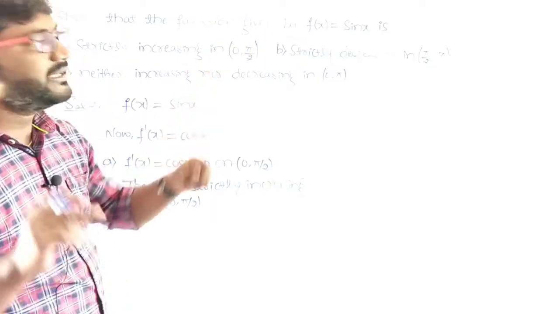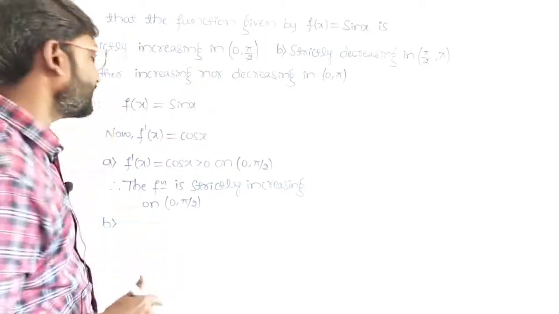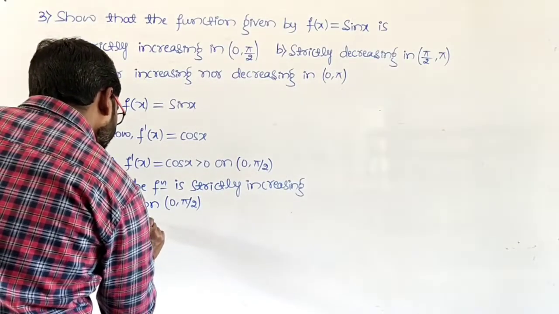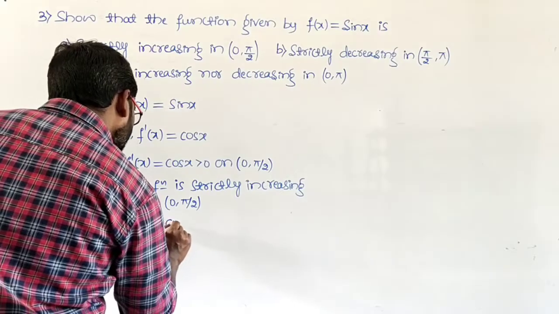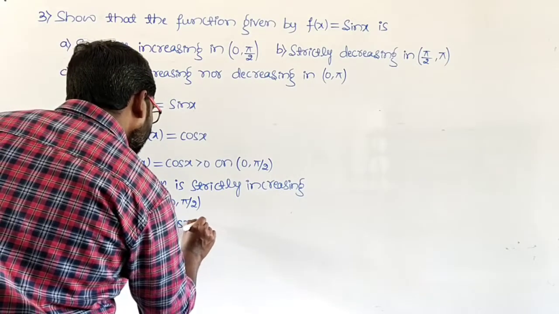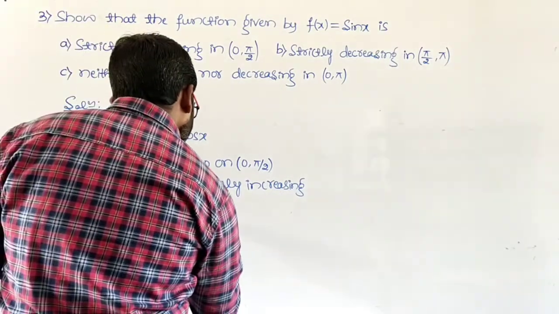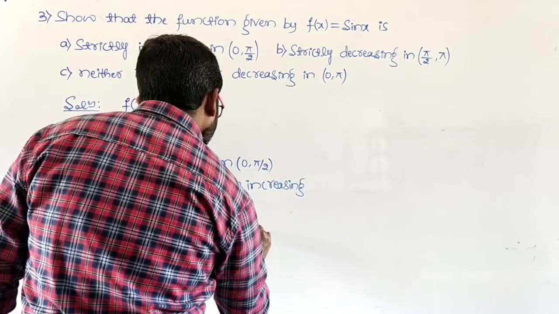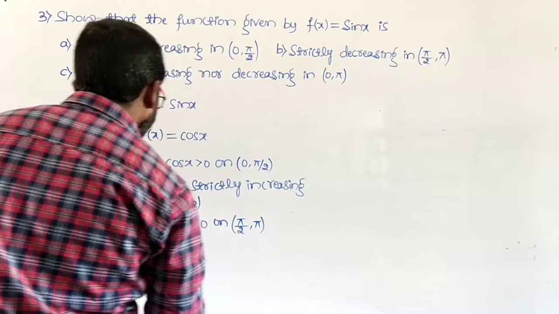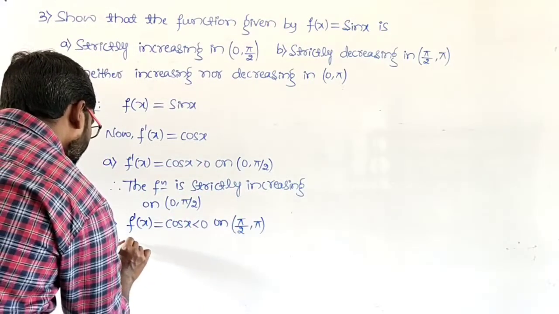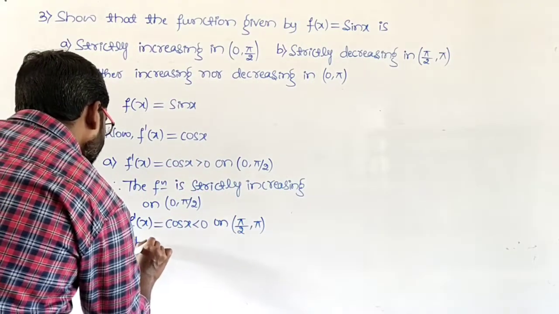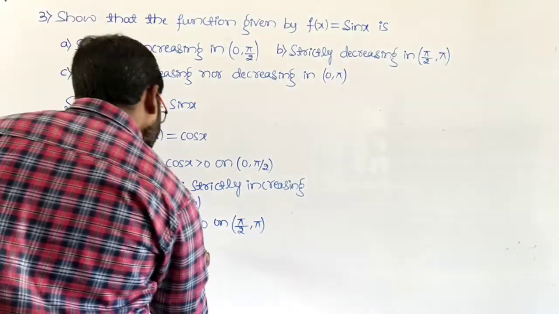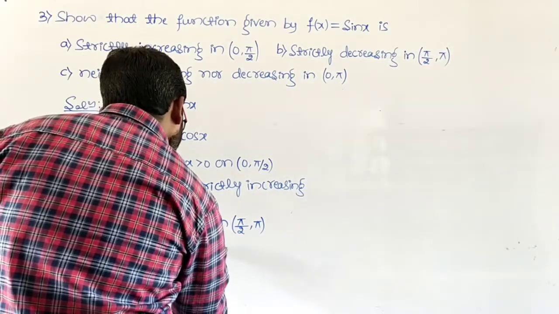It is going to be negative, that is, less than 0. So f dash of x equals cos x is less than 0 on the open interval pi by 2 comma pi. Therefore the function is strictly decreasing.